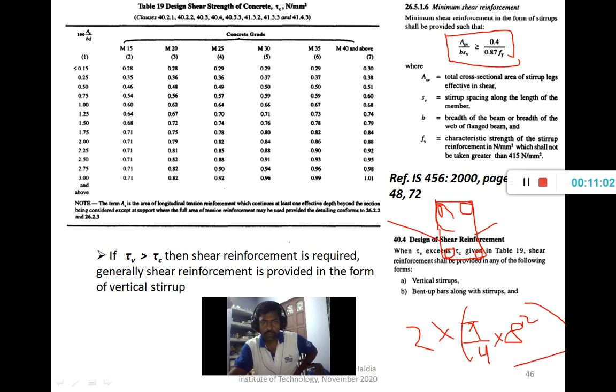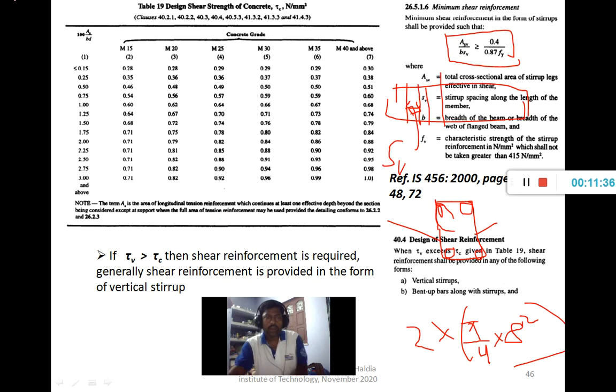So in the beam, this is the spacing. This distance is called the spacing of stirrups.